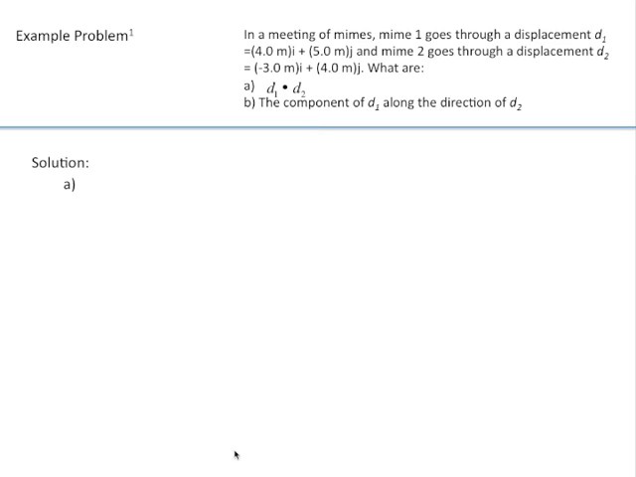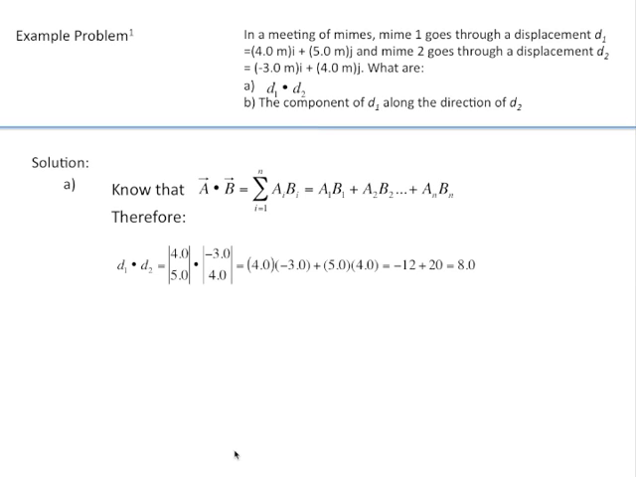Now for the solution. Part A. We know that a dot b equals the sum of products ai and bi for i equals 1 to the length n of the vectors. Therefore, d1 dot d2 equals 4 times negative 3 plus 5 times 4, or negative 12 plus 20, which is 8.